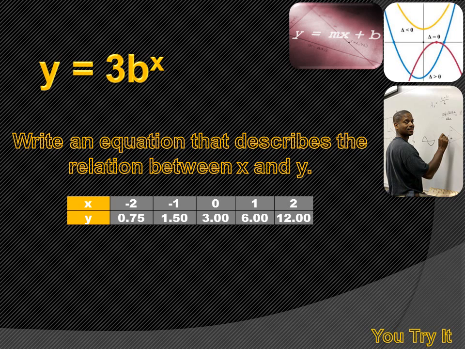Now we got to figure out what b is. B is the rate of change. And we can see that our y values double every time we add 1 to our x value. So our b is 2. And the formula for this relationship is y equals 3 times 2 to the x power.